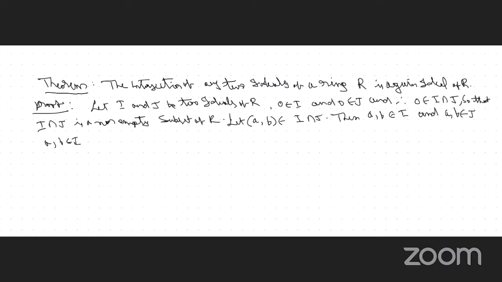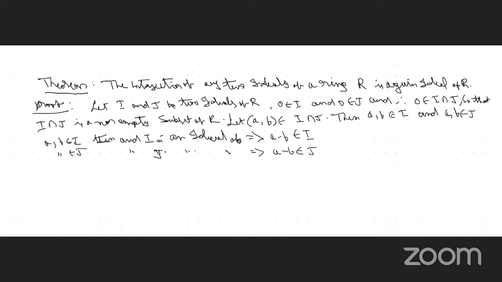Then, since I is an ideal of R, that implies a minus b belongs to I. Similarly, a comma b belongs to J, and J is an ideal of R, that implies a minus b belongs to J.